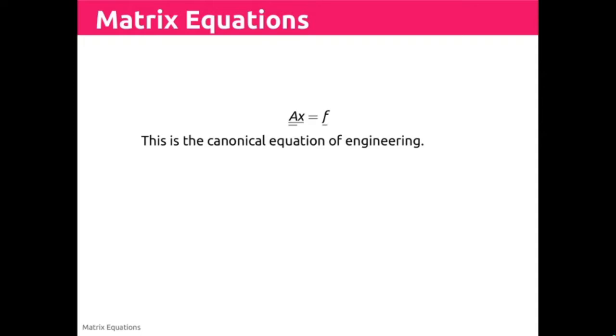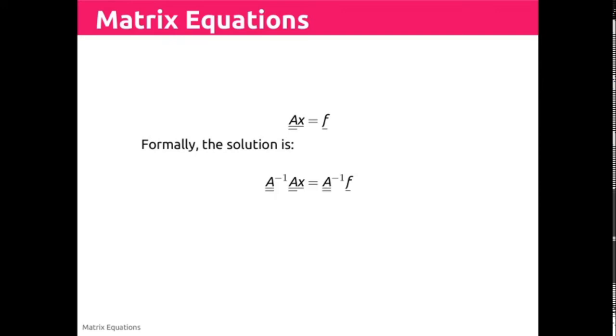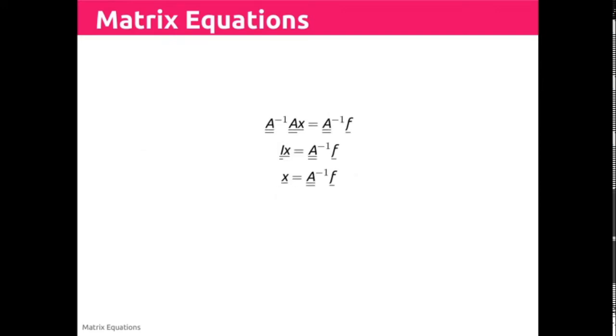Now the formal way of solving this equation is pretty straightforward. What you would do is multiply both sides times the matrix inverse, and this would simplify out to an identity matrix. A inverse times A gives the identity matrix, and then we end up with x equals the inverse of A times f. MATLAB can quickly calculate such a result.